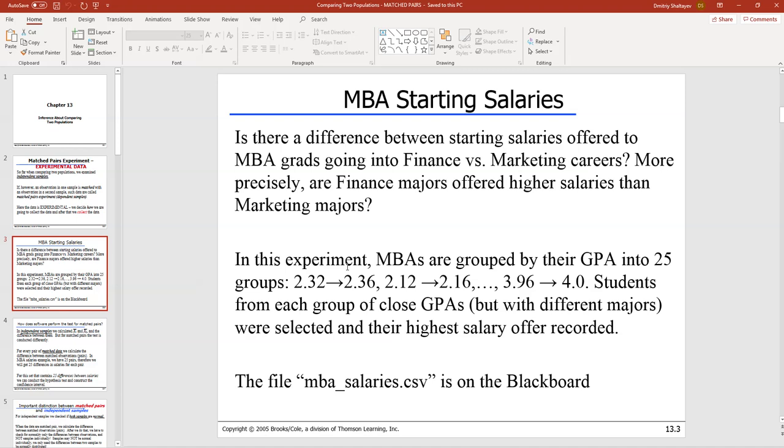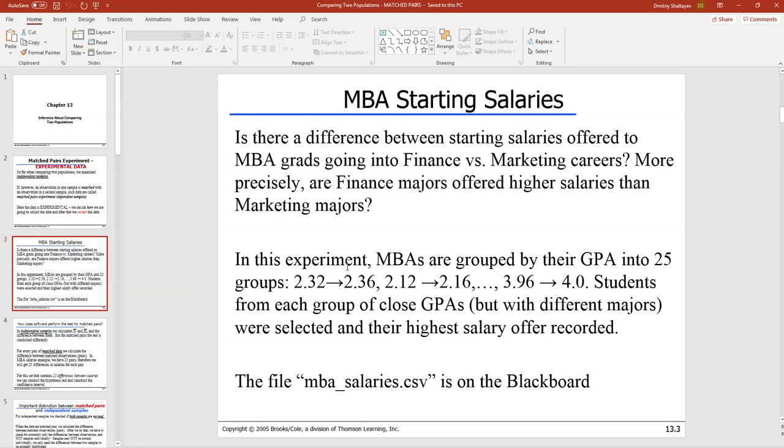Okay, so let's jump straight into the example. MBA starting salaries. Question: is there a difference between starting salaries offered to MBA grads going into finance versus marketing careers? In other words, MBAs sometimes have concentrations: MBA with finance versus MBA with marketing concentration. Is it true that finance graduates with an MBA degree are getting higher salaries than MBAs graduating with a marketing concentration?